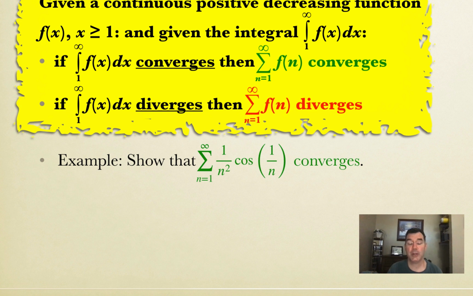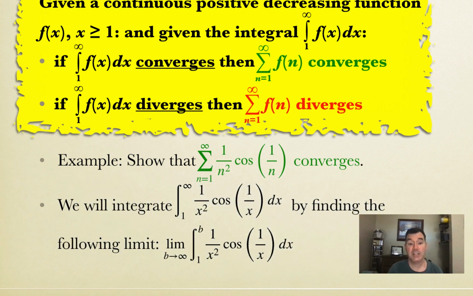Here's an example. I'm going to show that the series 1 over n squared times the cosine of 1 over n converges. To do that, I create a function that looks very similar to it: 1 over x squared times the cosine of 1 over x. Now that is continuous, it is positive, and it is decreasing for x's 1 and higher. So it does qualify for the integral test.